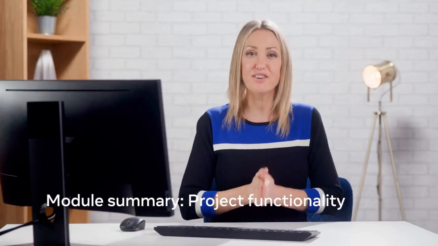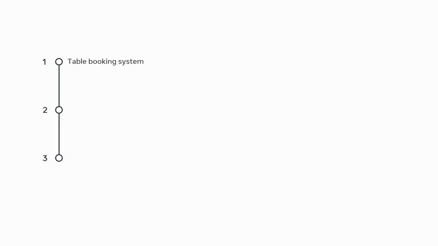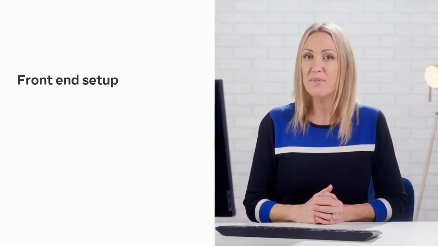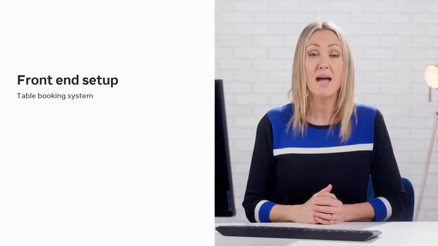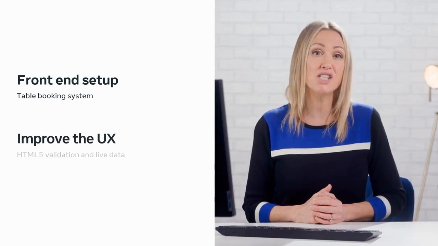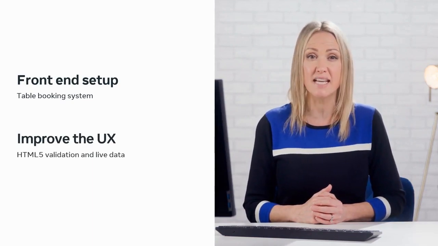You've completed the third module of this course, Project Functionality, and finished creating your front-end app for Little Lemon. In this module, you covered many different concepts, technologies, and techniques with a different focus for each lesson, namely the table booking system, interacting with the API, and improving the experience. Ultimately, by completing these lessons, you should now know how to set up the front end of a table booking system and improve the UX with HTML5 validation and live data.